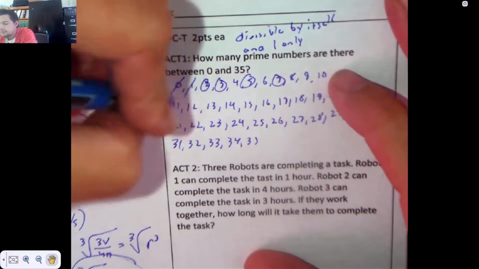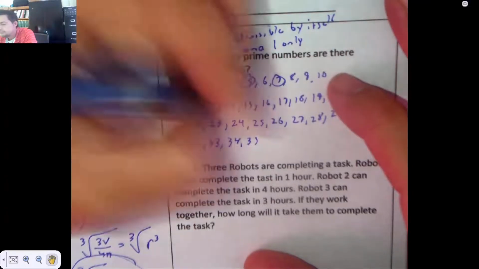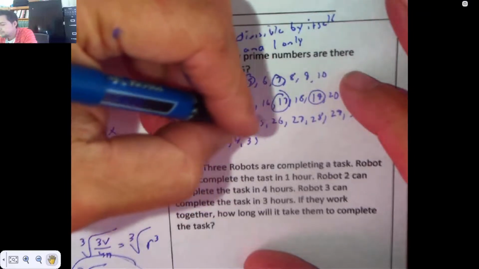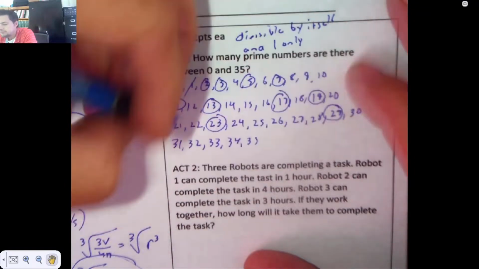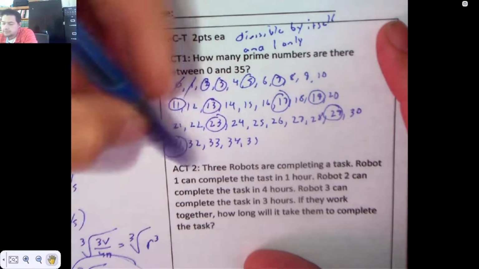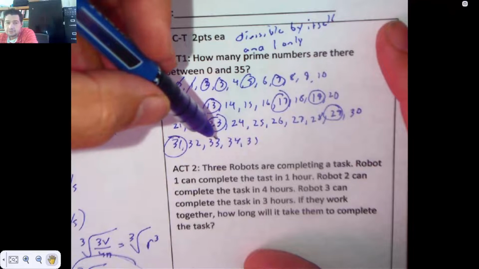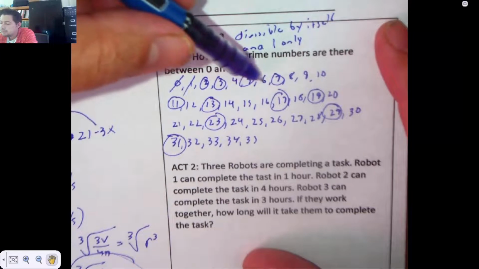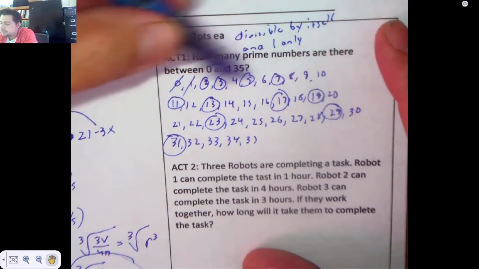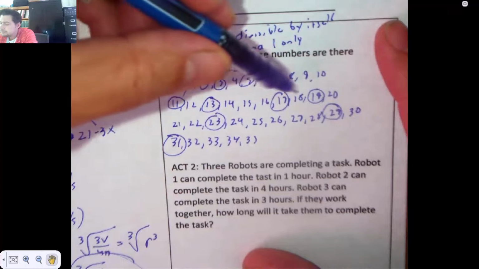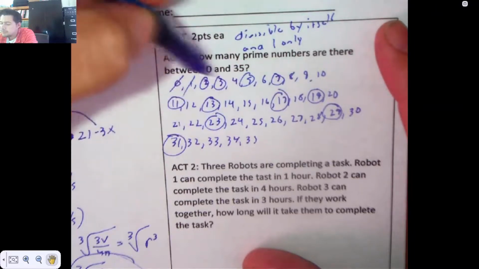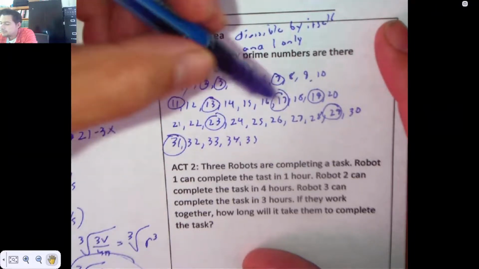All right, next prime numbers: 11, 13, 17, 19, 23, 29, 31. You might be tempted to say 33, but it's divisible by 3. That should be it. So I'm going to scan back over my list to see if I missed anything. My gut says there's probably 11 total. So let's count them. 1, 2, 3, 4, 5, 6, 7, 8, 9, 10, 11. There's 11 primes.